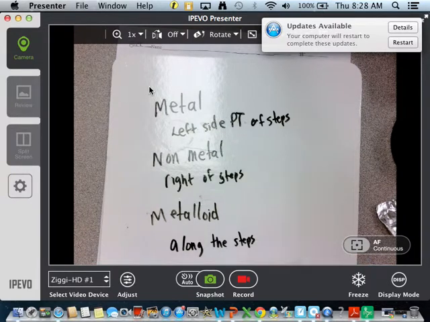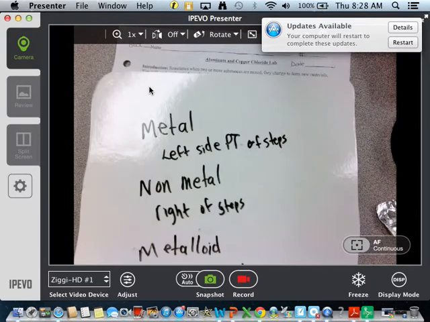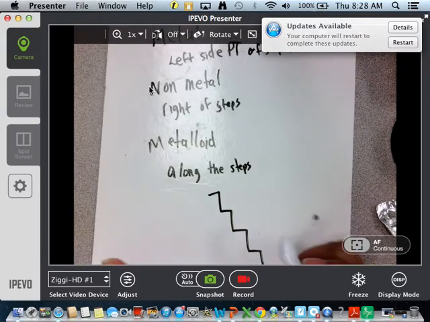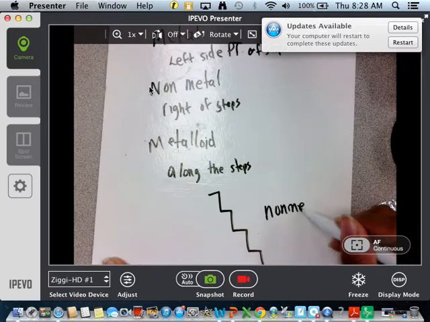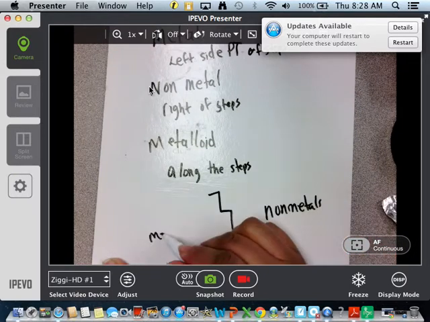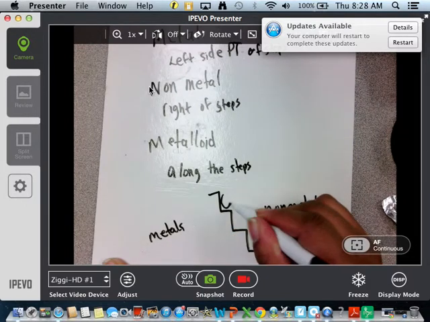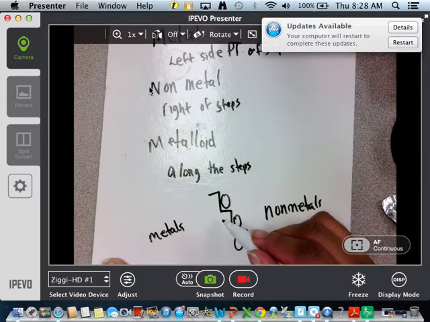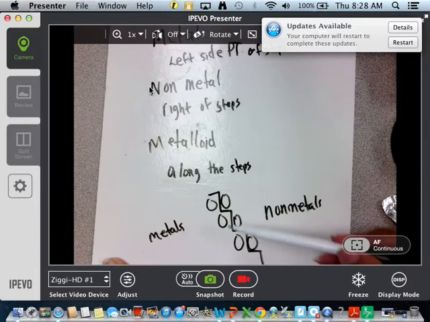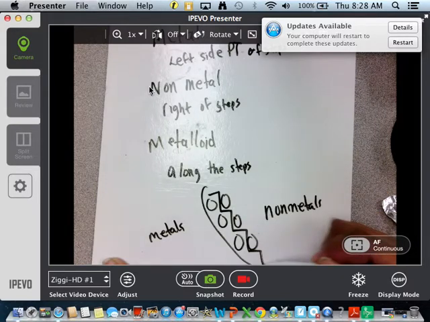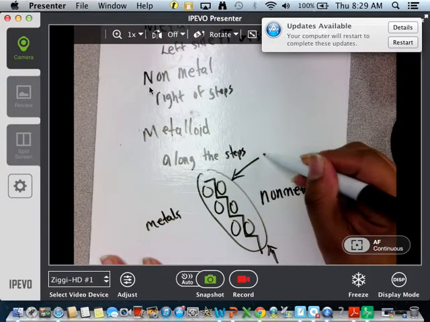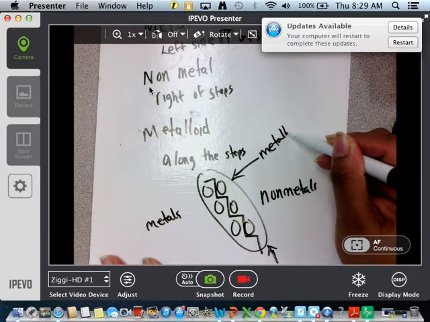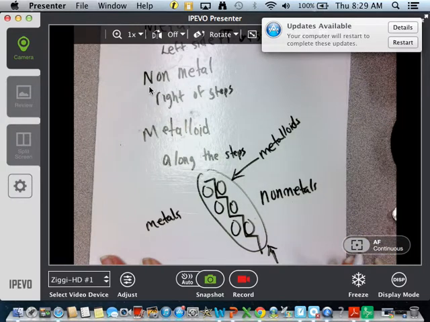So when you have that staircase on the periodic table, that staircase is separating your non-metals from your metals, but along the staircase, these are the elements, if these were elements, I would be circling them. Along the staircase, these are your metalloids. Okay? So back to your lab.